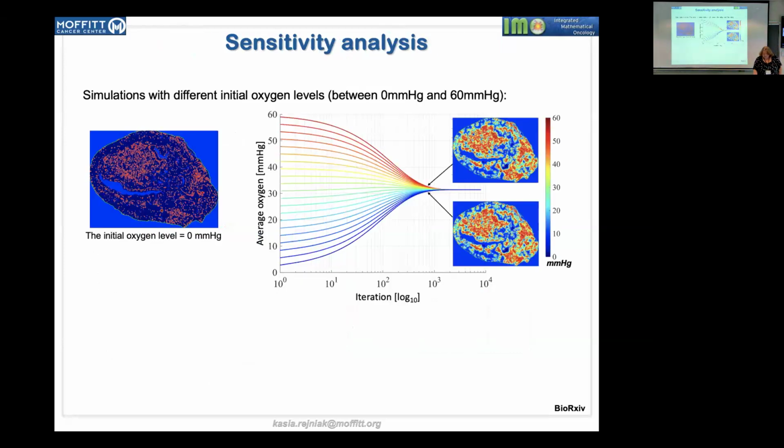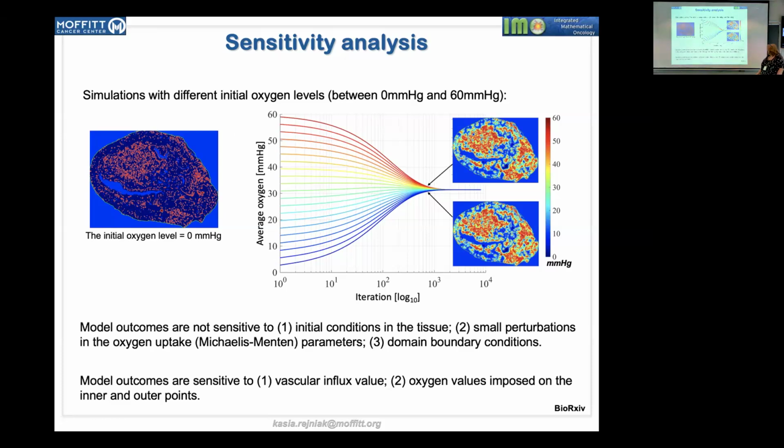So we did some sensitivity analysis. The one question was, okay, we put 0 concentration in the whole tissue, does it matter? If we put 0 or 60 as our value in the vessels, or something in between. Actually, it doesn't matter. They all converge to the same value. Some of them converge faster, some converge slower, but they converge to the same value.